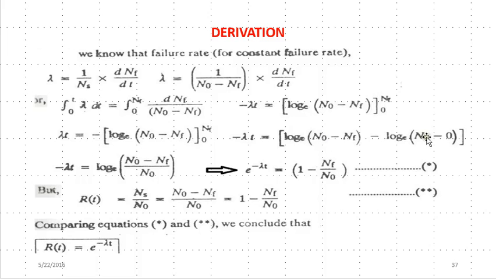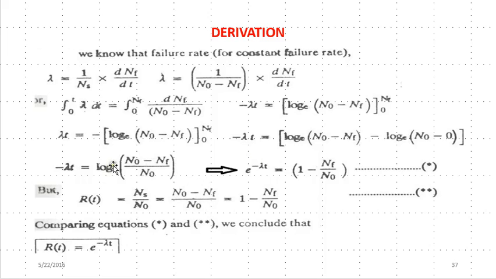After my substitution and simplifying, I finally get minus lambda t equal to the natural log, that is log to base e, of N0 minus NF all over N0. And if you wish, you can further simplify this to this. So let me go back to my definition of reliability, which is equal to NS all over N0, and NS is equal to N0 minus NF. And you can see whatever I have here.